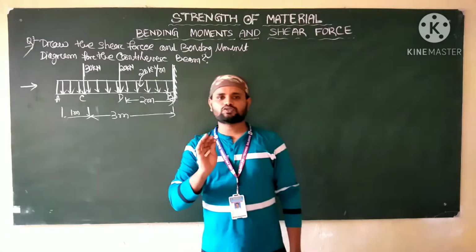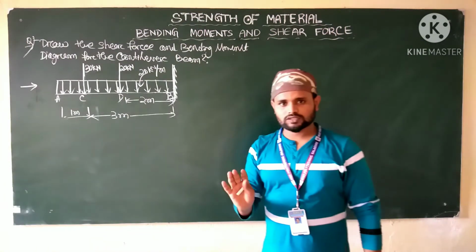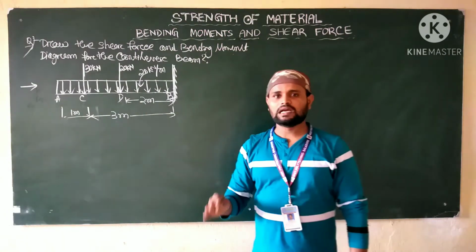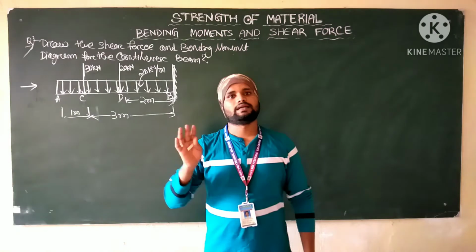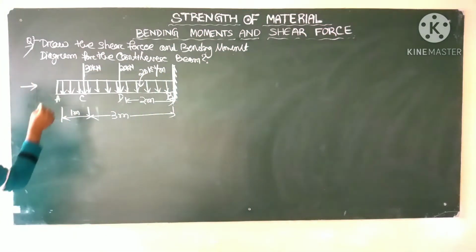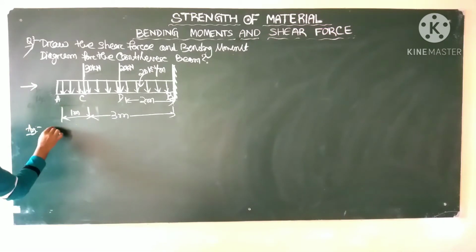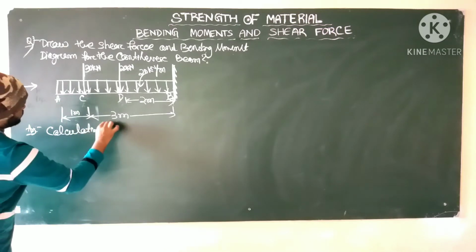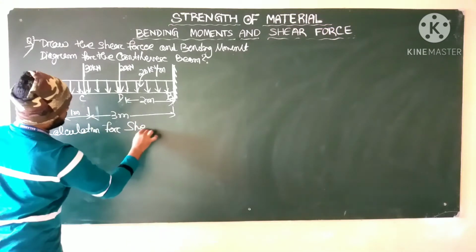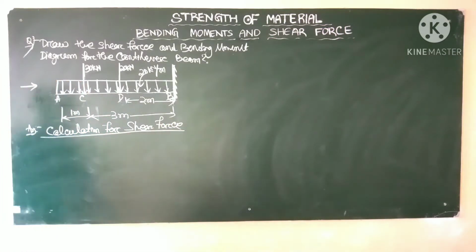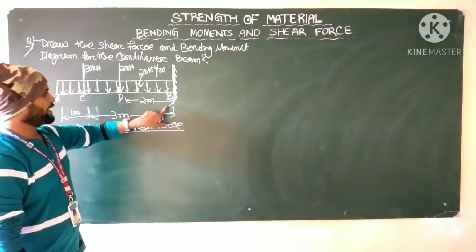So we will find out the shear force and bending moment diagram of the above figure. For this, first we will calculate the shear force. Next we will draw the shear force diagram. After that we will calculate the bending moment and we will draw the bending moment diagram. Here the answer. Give heading: calculation for shear force. So we will calculate the shear force at 4 points A, C, D and B.